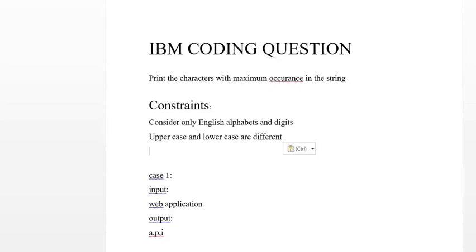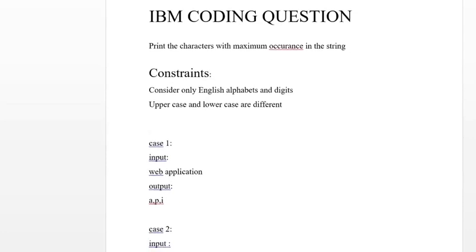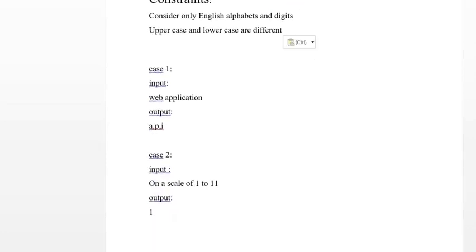Here we have some constraints: we have to consider only English alphabets and digits. Space is not allowed, and no special characters. Uppercase and lowercase are different, that is, uppercase values and lowercase values should be treated as different characters. Let's see case 1, that is, web application.